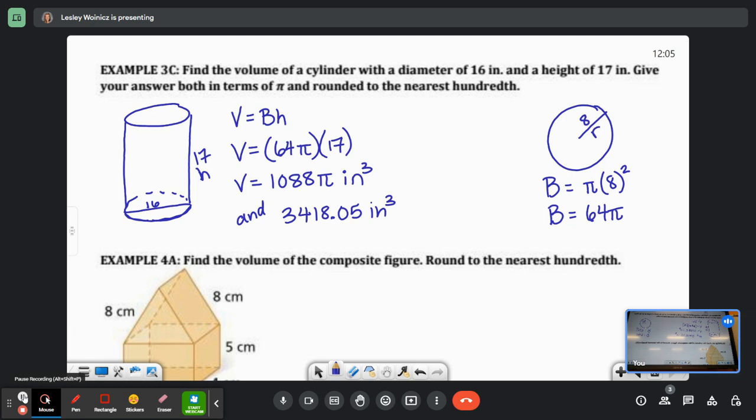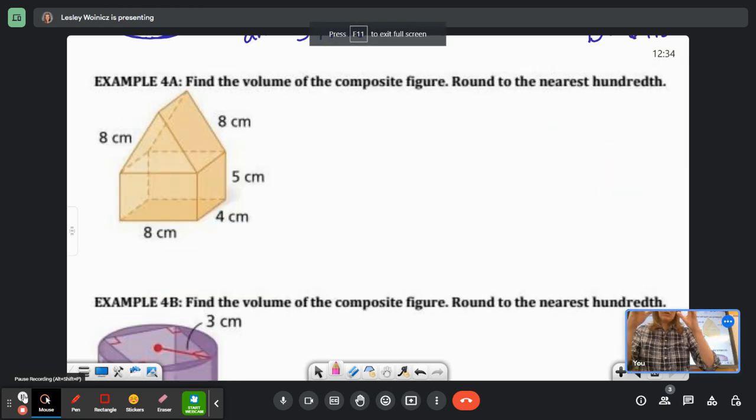Okay, is this our last one? No, we have example 4A and 4B. G means like added together.